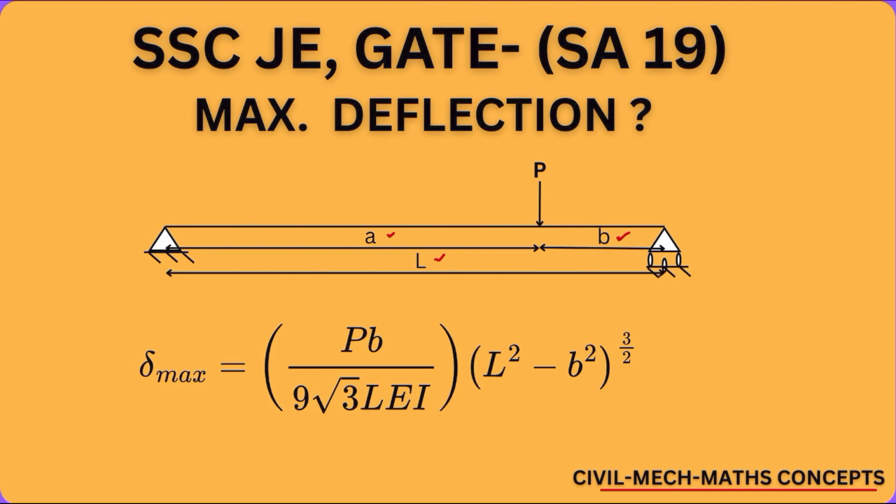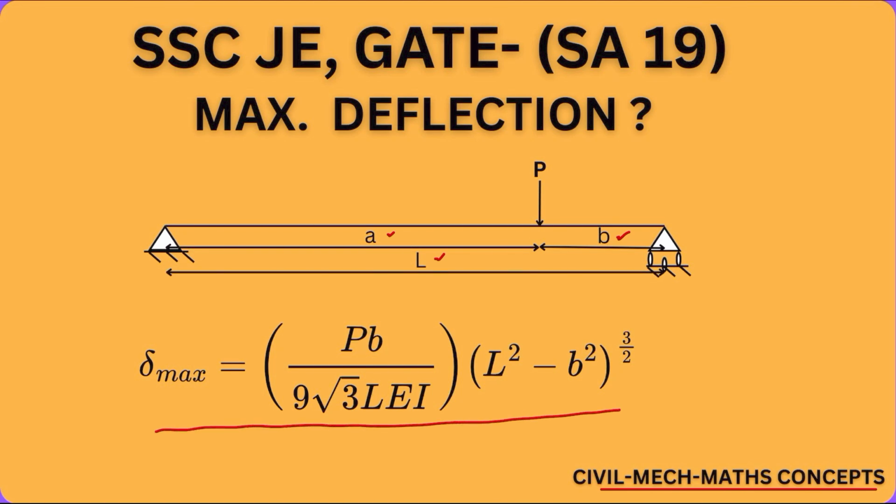The equation for delta max is equal to P B by 9 root 3 L E I into (L square minus B square) to the power of 3 by 2. This is the equation which we have to derive. This is the target for today's lecture.